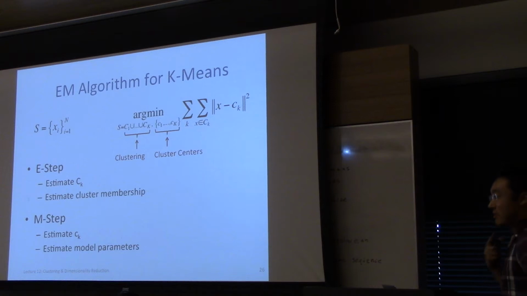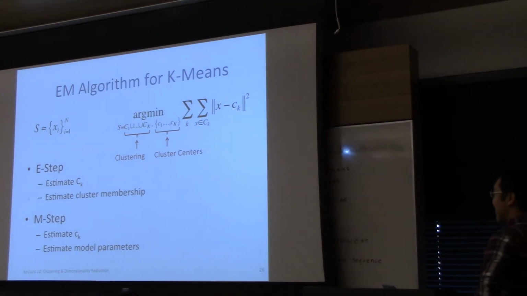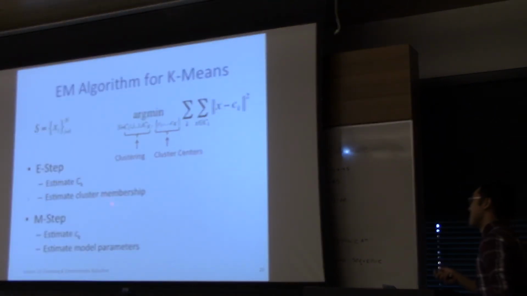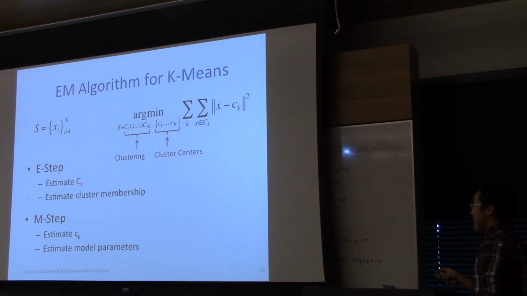So let's talk about the EM algorithm, and then we can talk about why it converges. The EM algorithm for K-means, which is exactly what I just described before, is: in the E step, you estimate the cluster membership of every data point. And then, given the cluster, you alternate between optimizing over this guy and optimizing over this guy.